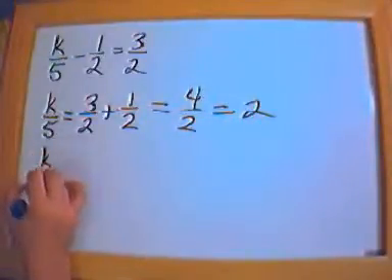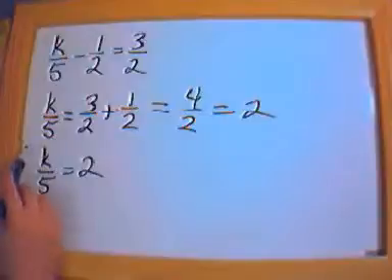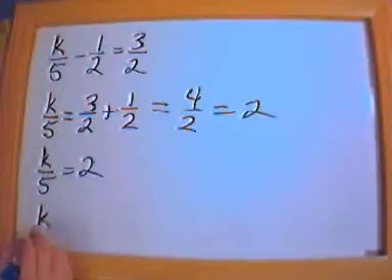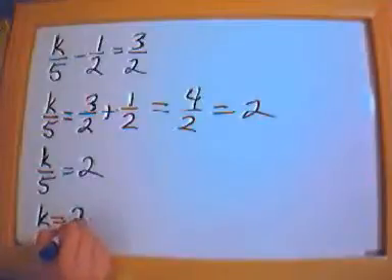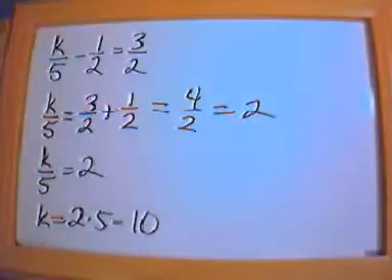So I've got k over 5 is equal to 2. In order to get the k by itself, I've got to do the opposite of this division, which is multiplying by 5. It's going to isolate k by itself. So k is equal to 2 times 5, which is 10. And that's the answer. 10 is the answer.